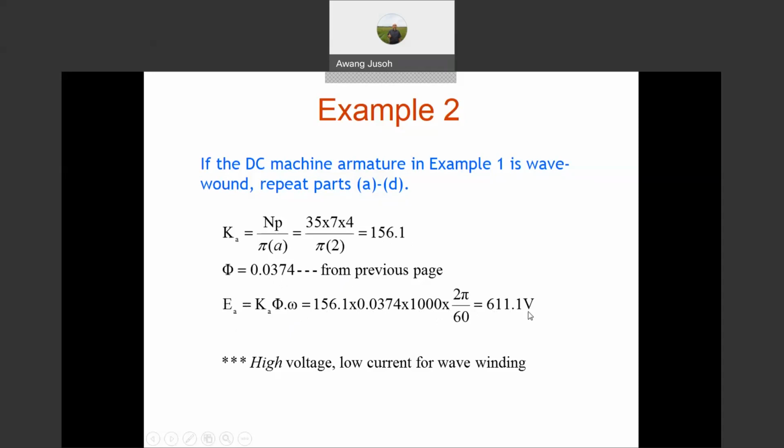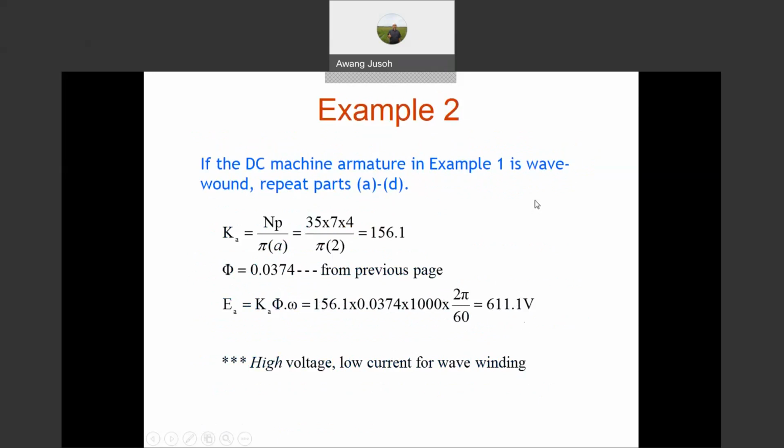Why is it different from here and here? Because this is a wave wound machine, and for a wave machine, the machine produces high voltage, which is bigger than this one. Just now we got 300 something, but here it is 600 something now, with the low current. So the current here is only 200 amperes. If you have 2 paths, that means 200 ampere, but the voltage is very high. So this is the difference between wave wound and lap wound.